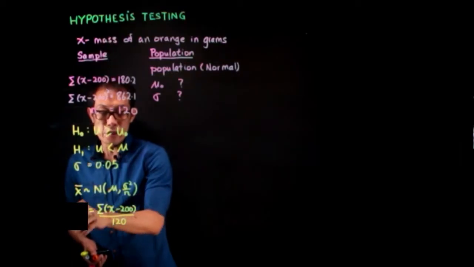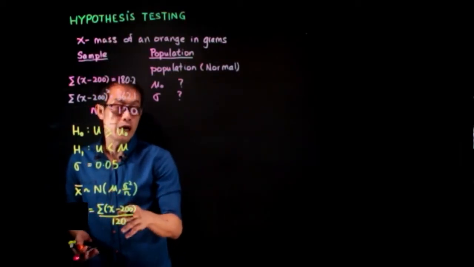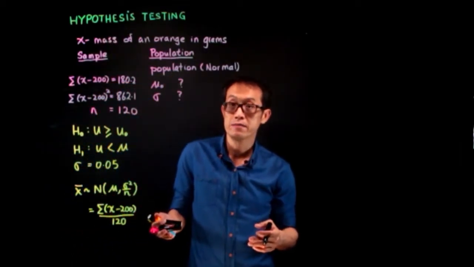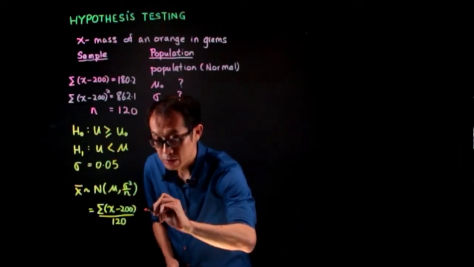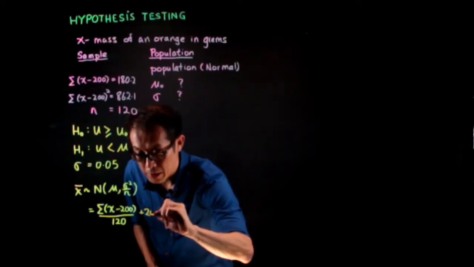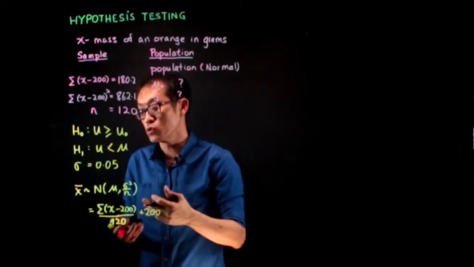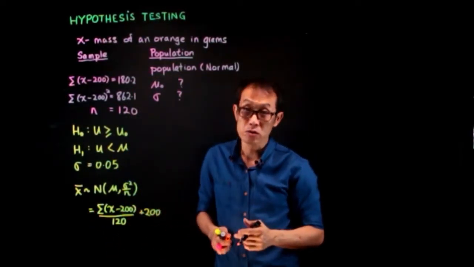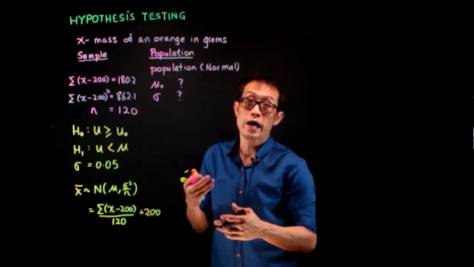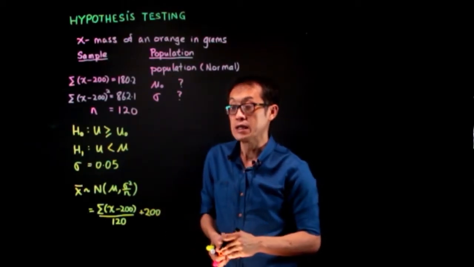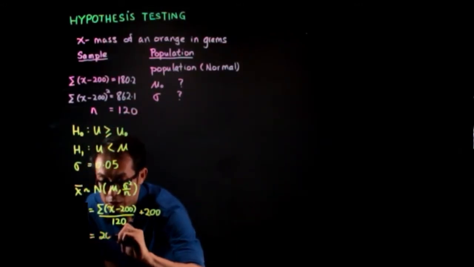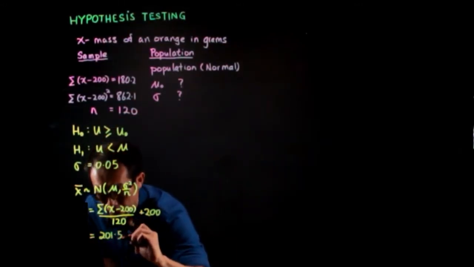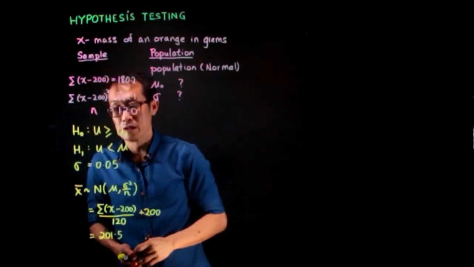Now, we need to do some adjustment because for every item we subtracted 200, so we must add 200 back to it. When we subtract 200 from each of them, the average will also be reduced by 200, so we need to add 200 as a correction factor. For that, it comes out to 201.5 grams. I will leave out the units.